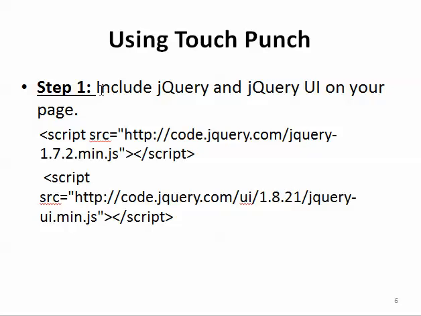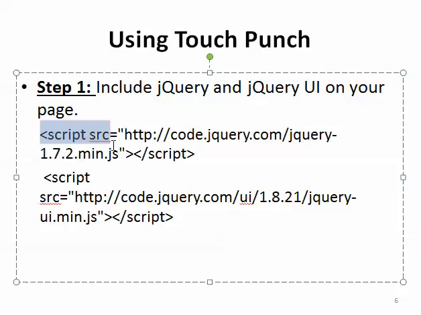In step number 1, we need to include jQuery and jQuery UI as usual, as was described in the other previous classes. And we know we have ways of either downloading the software or just linking those to the CDN sites. So this step we know.